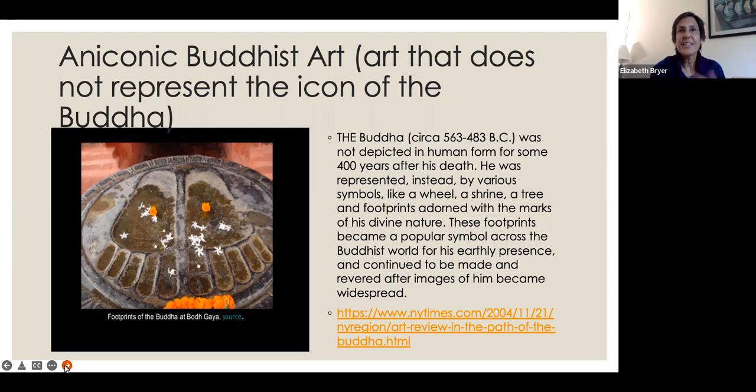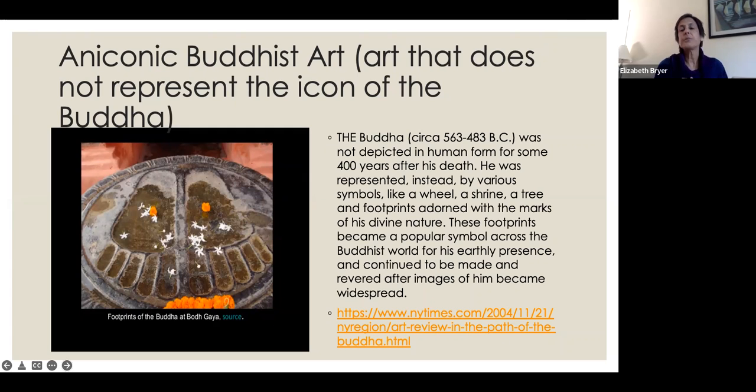So an icon, as we all know, is a representational figure. So often, the Buddha statues we just were looking at, those are iconic Buddhist art. But before these figures of the Buddha were common, the first Buddhist art, and we don't know why this is, but this is the case, was what they call aniconic, which means art that does not represent the icon of the Buddha.